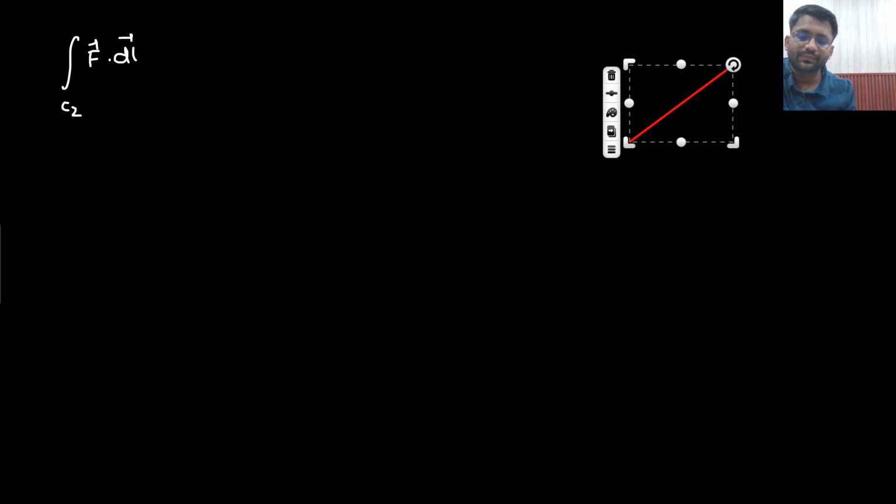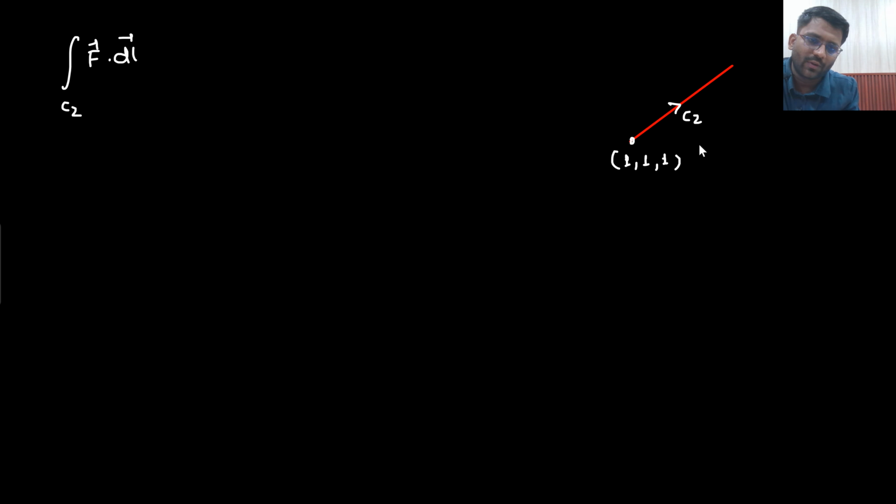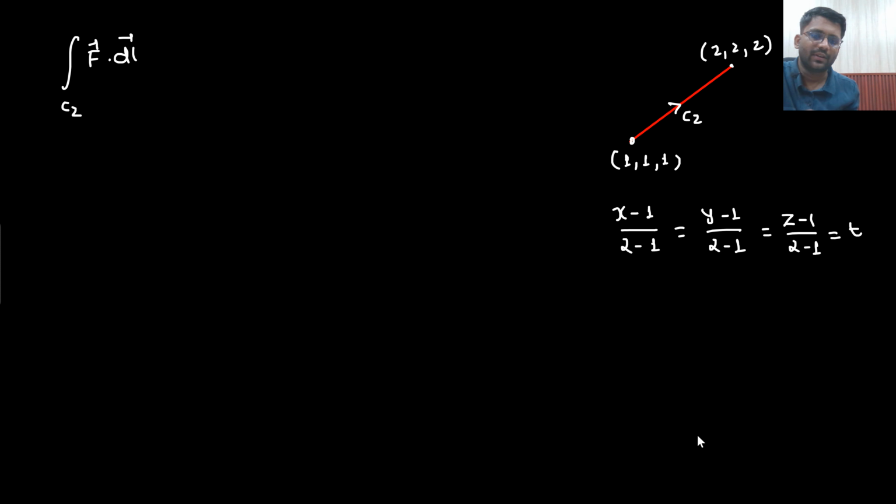How will you calculate it? You are supposed to calculate F dot dl through the curve C2 now. What is your curve C2? This is your curve C2, going from (1,1,1) to (2,2,2). So (x minus x1) upon (x2 minus x1), (y minus y1) upon (y2 minus y1), (z minus z1) upon (z2 minus z1) equals t. So what is the value of x? x is coming out to be t plus 1, y is t plus 1, and z is t plus 1.